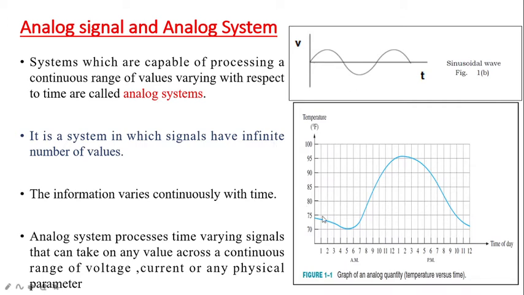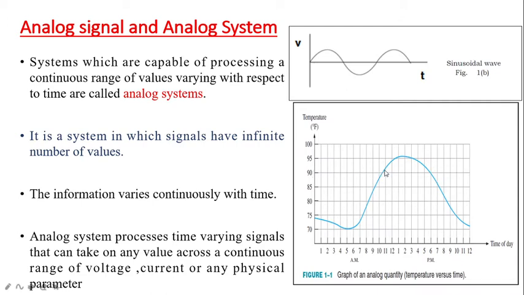Consider this figure 1.1. Here there is a plotting of temperature up to a maximum of 100 degrees, and they have given certain times of a day at which the signals are plotted. I mean the temperatures are noted down. Why do we say it is infinite? Because consider that at the 11th hour it is around 92 degrees Fahrenheit.